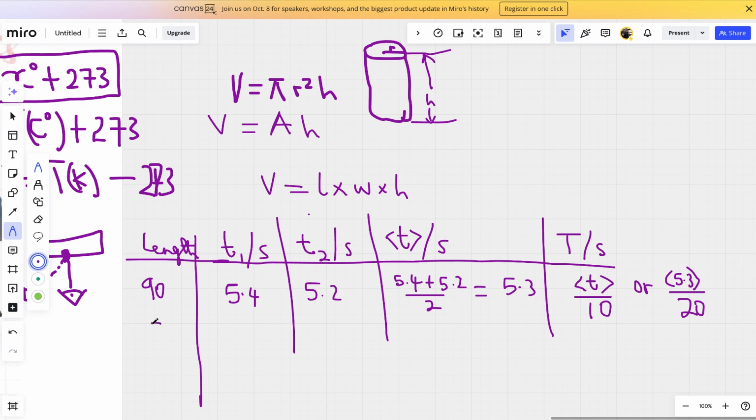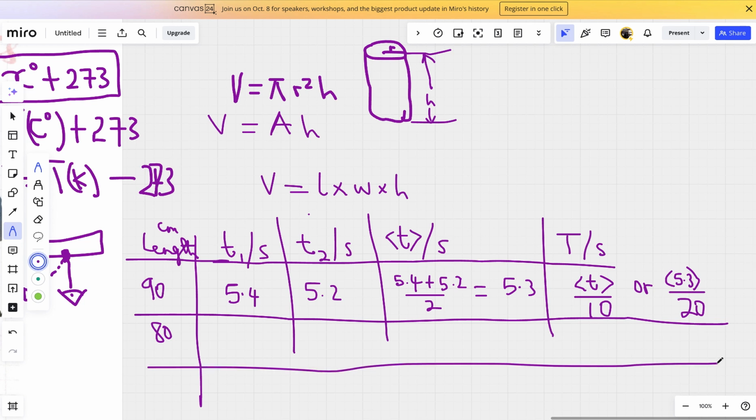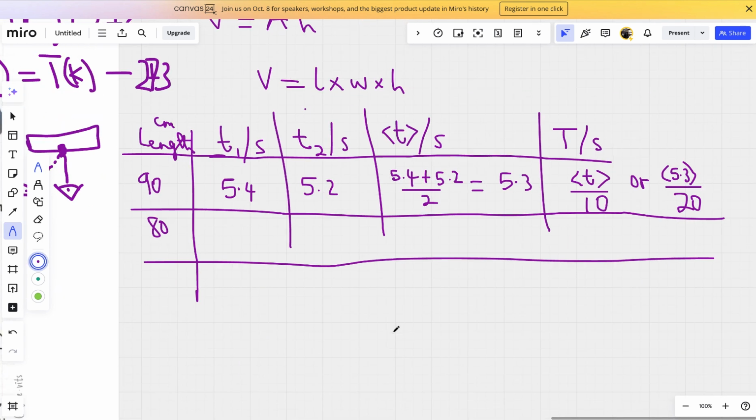So you change the length, which is in centimeters in this regard, and then you carry out another measurement. When you do it for 70 centimeters, you do another measurement. You carry out all the values, so you get tables of values, and then you can plot your graph based on what they ask you to plot.